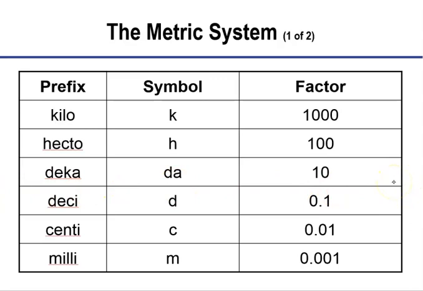And then you start getting smaller. Deci means 1/10. It's not 0.1, right? We're lazy when we say that. That's 1/10. So a decimeter is 1/10 of a meter. A centimeter is 1/100th of a meter. And a millimeter is 1/1,000th of a meter.